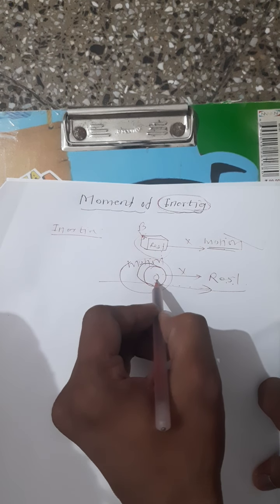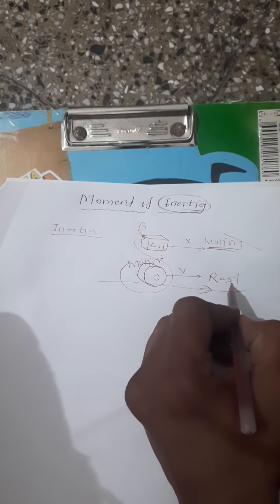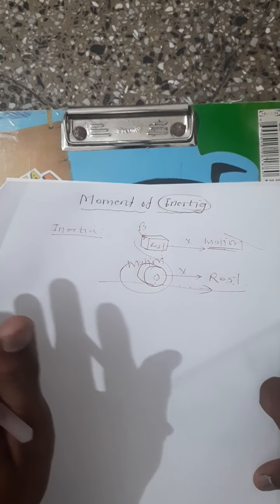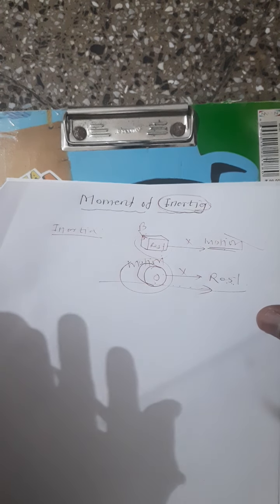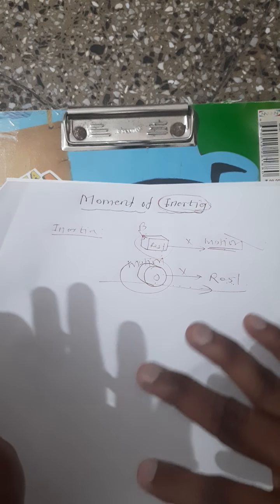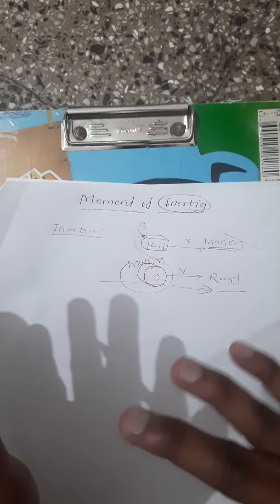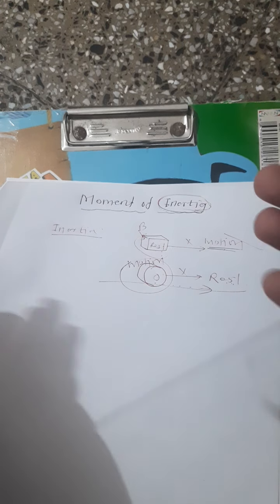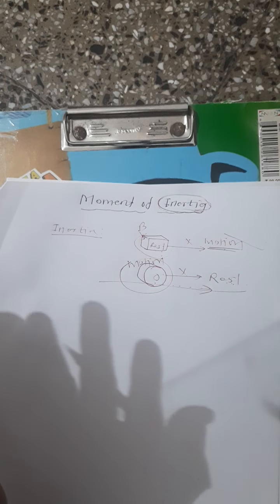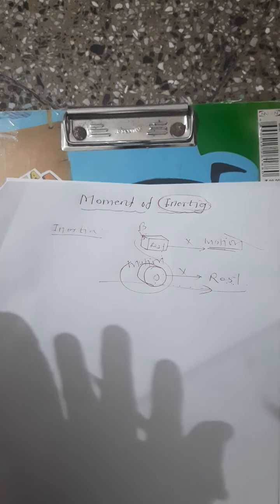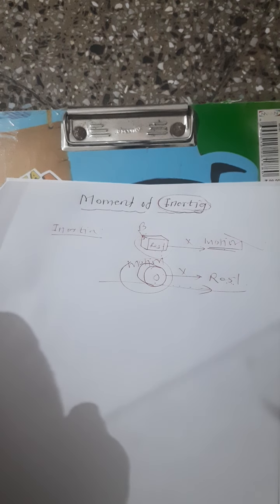Suppose your body is in motion, but that body again doesn't want to go to rest. It means a body at rest or a body in motion doesn't want to change its state. That is called what? Inertia. A body in a rest position keeps continuing in rest, always at rest forever. If your body is in motion, it doesn't want to stop.